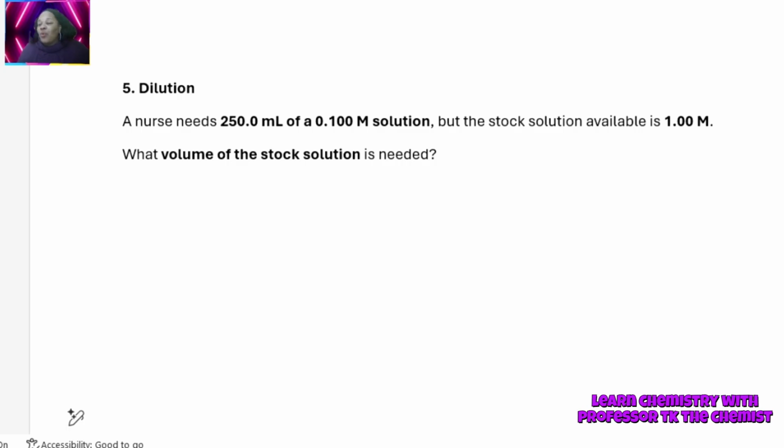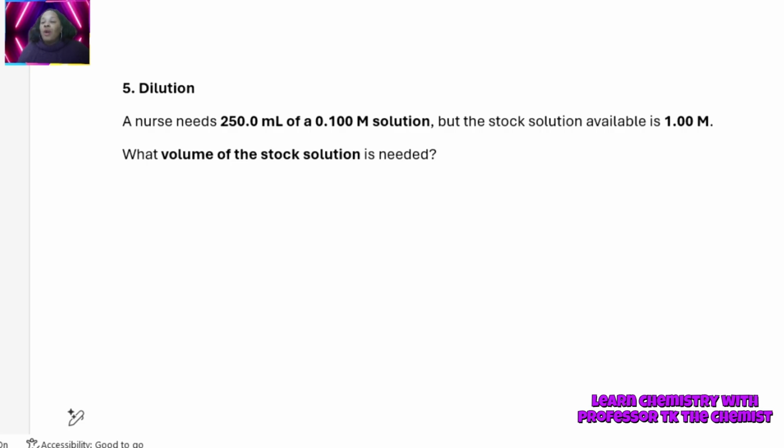And actually what we're doing is technically part of the dimensional analysis. It's just in an indirect way. So now on this next problem with dilutions, it says a nurse needs 250 milliliters of a 0.100 molarity solution, but the stock solution available is 1.00 molarity. What volume of the stock solution is needed?